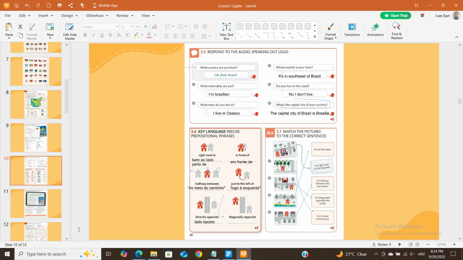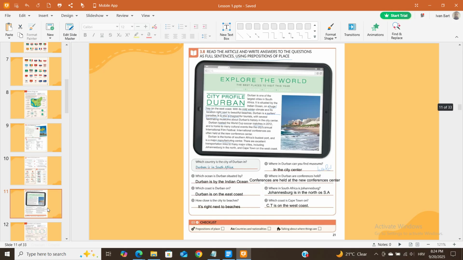3.8 Read the article and write answers to the questions as full sentences, using prepositions of place. Explore the world: the best places to visit this year. City profile. Durban is one of the largest cities in South Africa. It is situated by the Indian Ocean, on a huge bay on the east coast. With its mild winter climate and its location right next to beautiful beaches, Durban is a surfer's paradise.